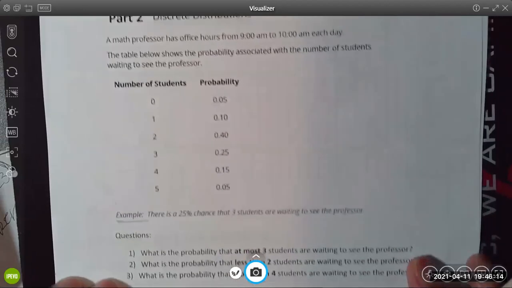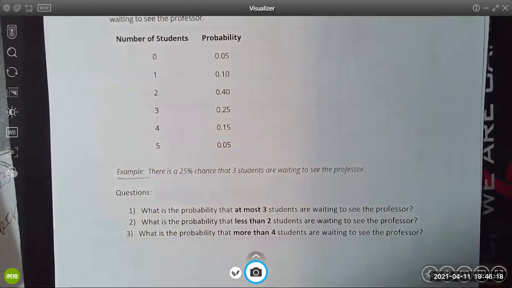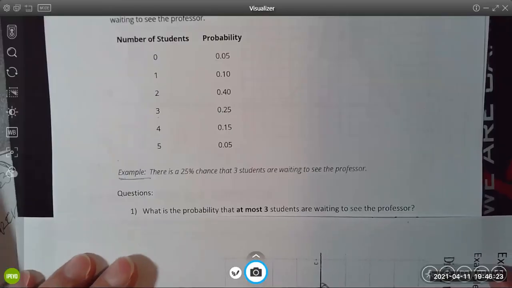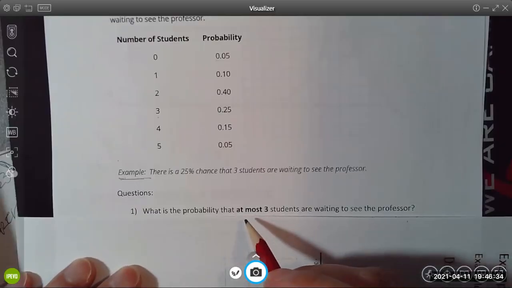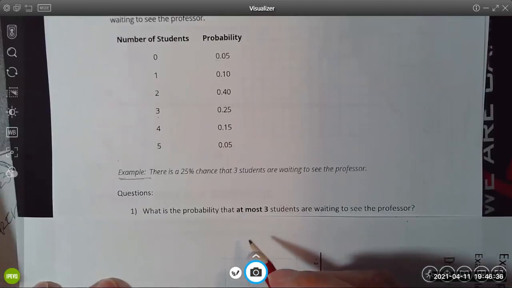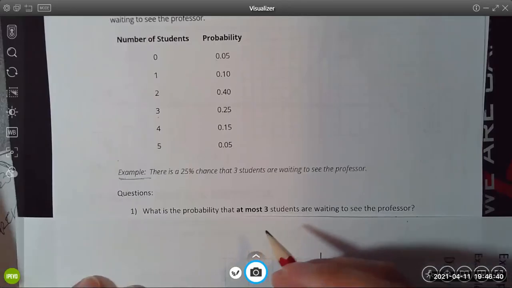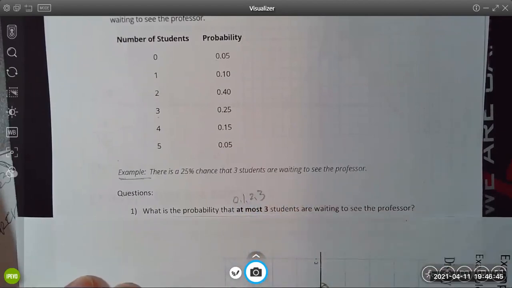Okay, look at this. We do this one by one. Let me cover the rest so that we can focus on these questions one by one. What is the probability that at most 3 students are waiting to see the professor? First, this is the boldface. We want to understand exactly the meaning of at most. At most means no more than, up to 3. That means including 0, 1, 2, 3.